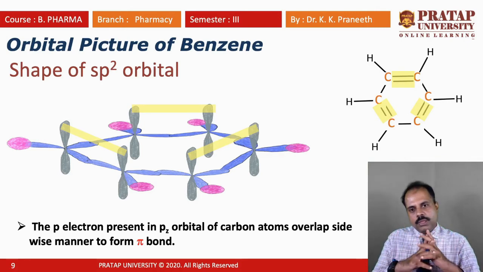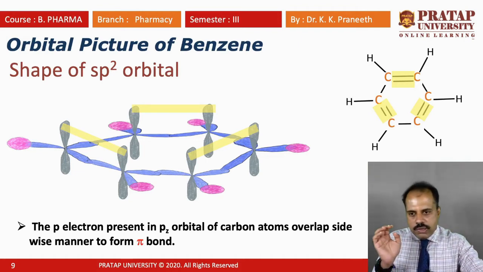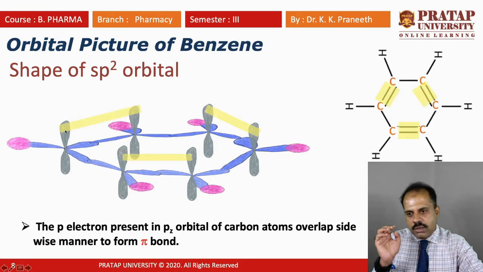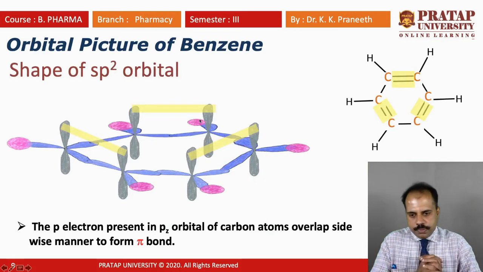How to draw 2 types of benzene structure: just shifting the double bond, only shifting the double bond. How this is shifted depends only on the interaction. Previously we have seen the interaction between this and this, and this and this. If the interaction is from here to here, then the double bond will be here. If the sidewise interaction is between this carbon and this carbon, then the double bond will come here, like that. So this is also shown here, these 3 interactions.